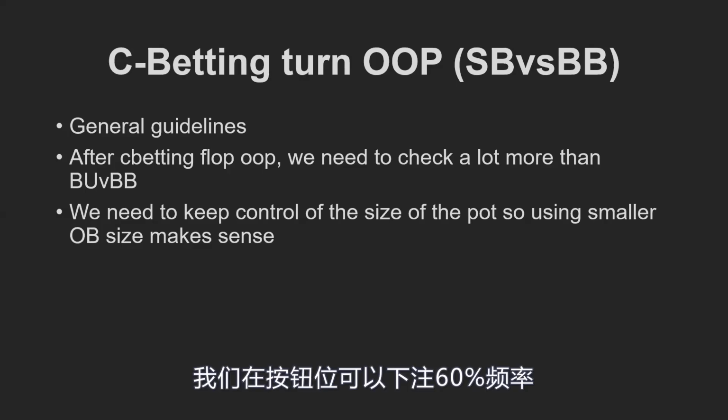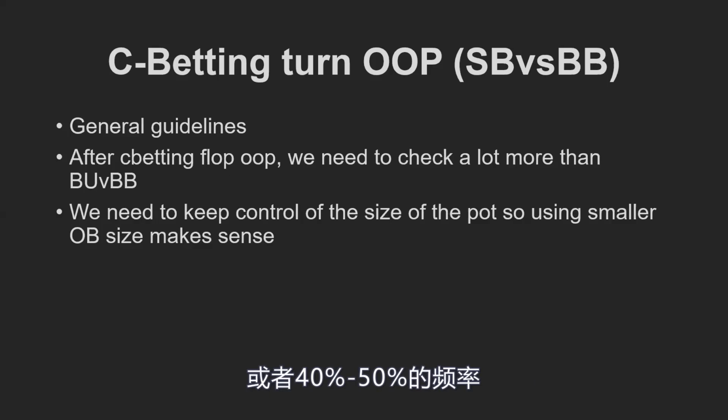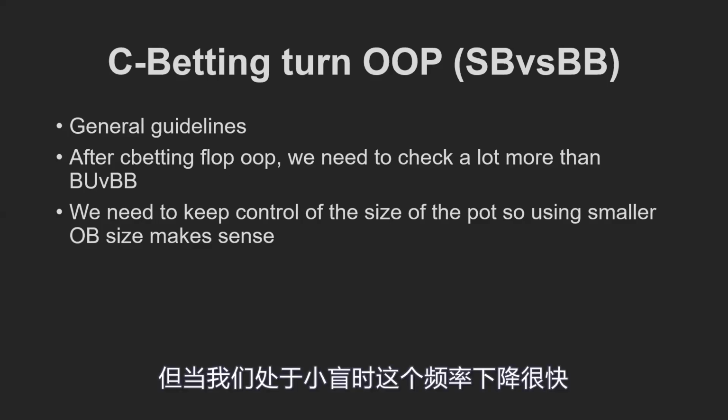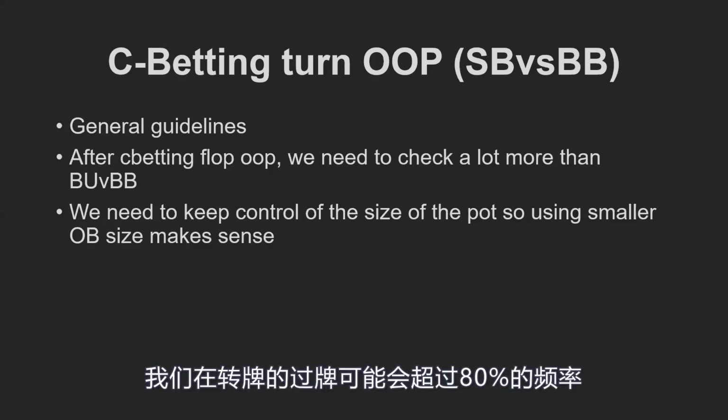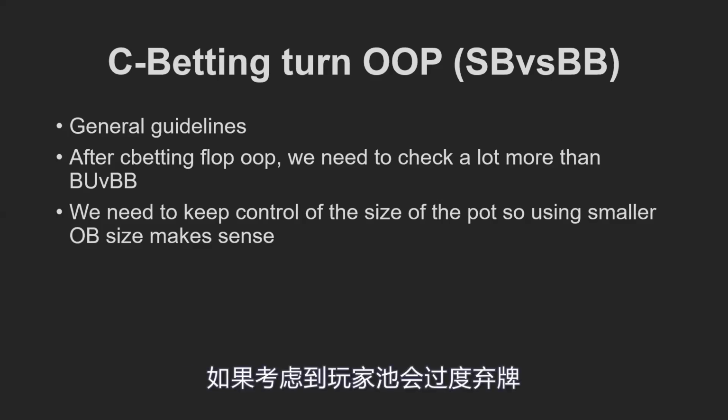as the button, we can be betting 60% of the time, or 50% of the time, or 40%. That drops down quite a lot when we are out of position in blind versus blind situations, especially on high boards. Once we bet the flop with our entire range and we get called, we have to be checking about 80% of our range in general. And that would be even more if people are actually overfolding, which is the case.